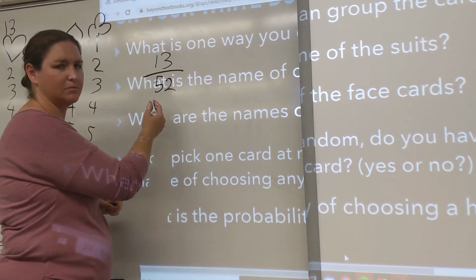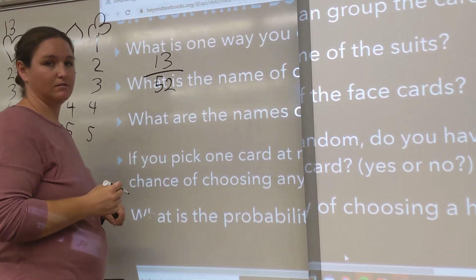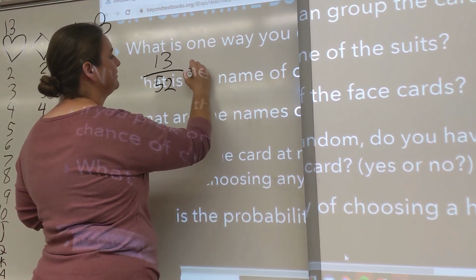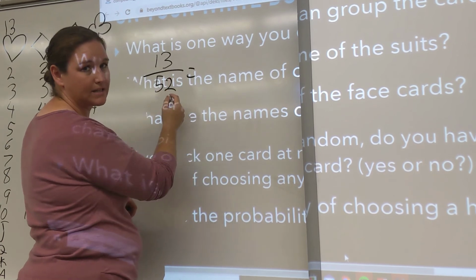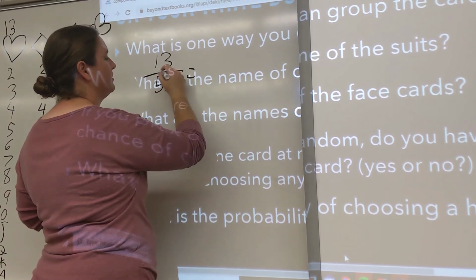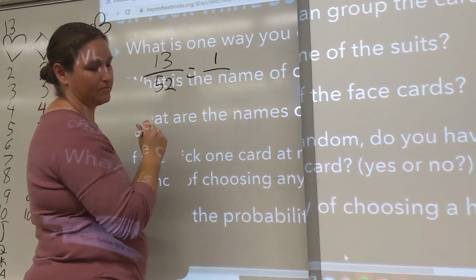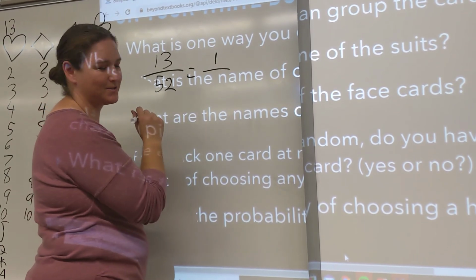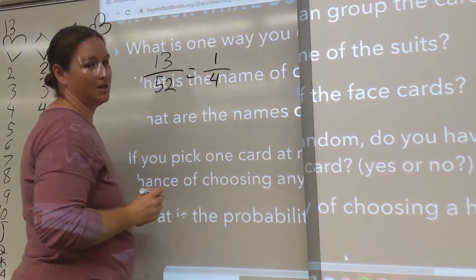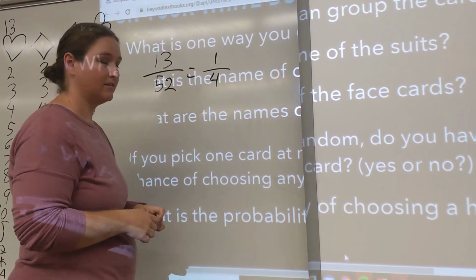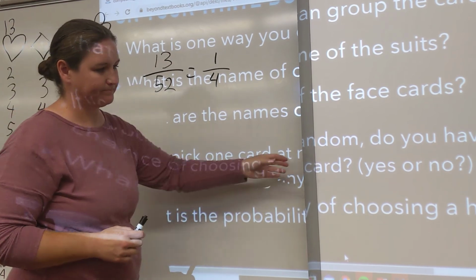Let's reduce this a little bit. Can we reduce it? Yes, we can. We can divide each side by 13. What is 13 divided by 13? 1. And 52 divided by 13, that is 4. So you have a 1 in 4 chance of drawing a heart.